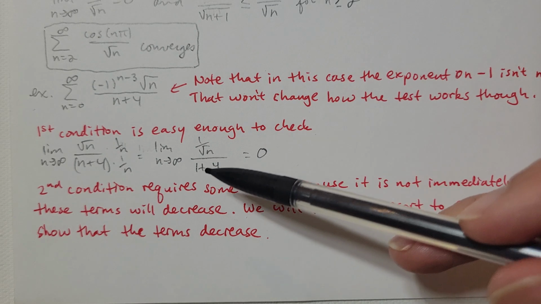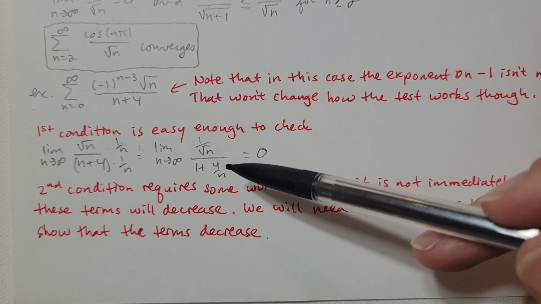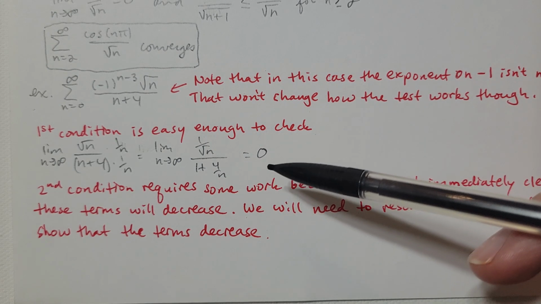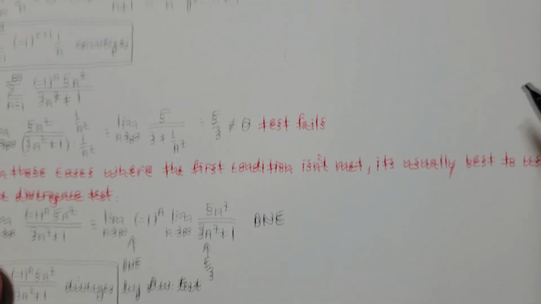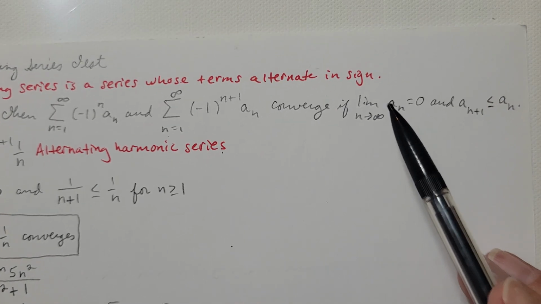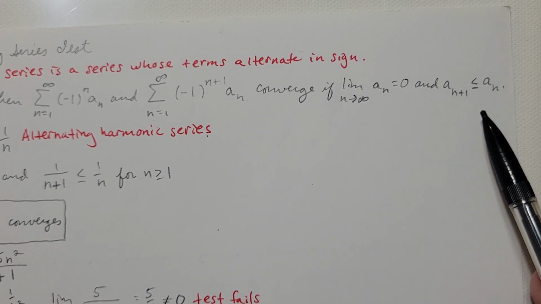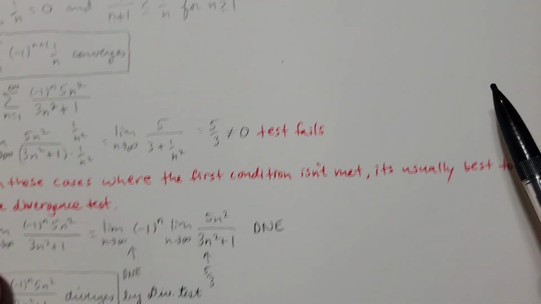Okay, limit as n approaches infinity of 1 over the square root of n, that's 0. And you're dividing by 1 plus 0 is 1. 0 over 1 is 0. Okay, so that condition is satisfied. Okay, so I checked the limit calculation. Now the next thing I have to know is that do the terms decrease? Is the n plus first term less than or equal to the nth term?